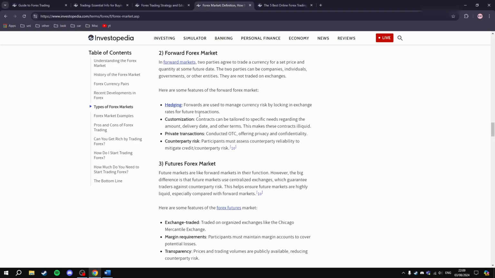Here are some features of the forward forex market. Hedging: forwards are used to manage currency risk by locking in exchange rates for future transactions. Customization: contracts can be tailored to specific needs regarding the amount, delivery date and other terms. This makes these contracts illiquid, so they're not very easy to trade. Private transactions, conducted over the counter, offering privacy and confidentiality. Counterparty risk: participants must assess counterparty reliability to mitigate credit risk.